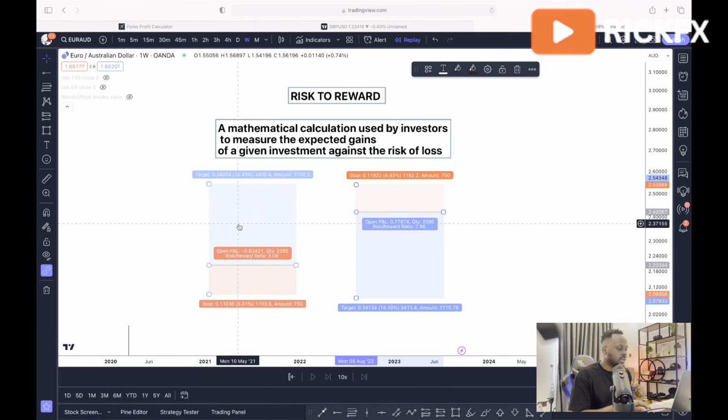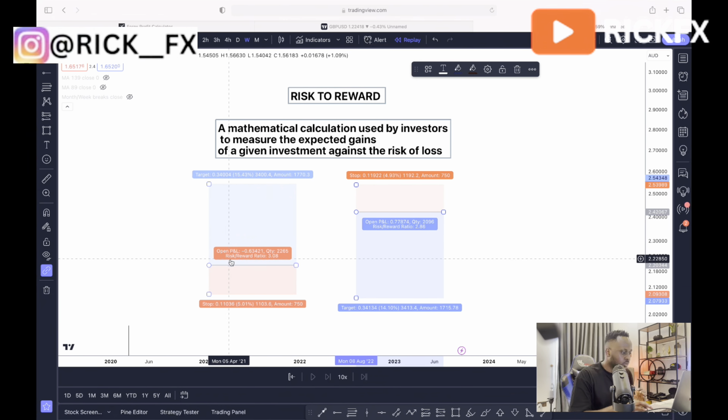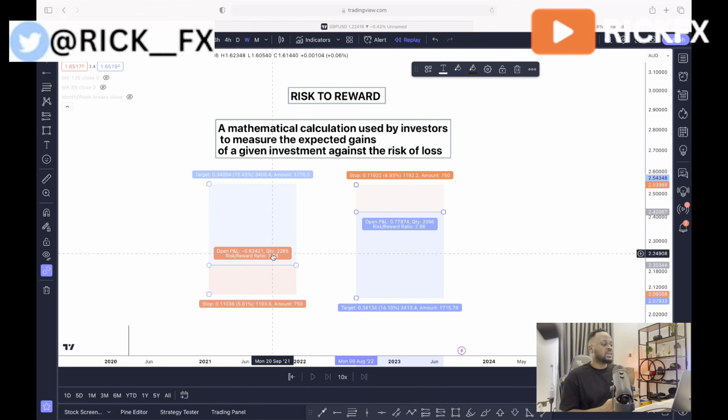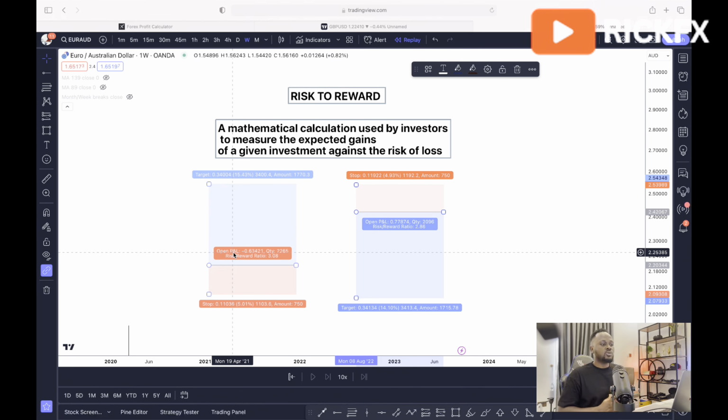If you put a cursor on this box, you can look at this column right here. You can see clearly written risk to reward ratio, and this is 3.08. What this basically means is that if you risk 1% of your account, you stand to win 3% if the trade goes in your favor, that is, if it hits your final take profit. When it comes to risk to reward, it is set based on your trading system or strategy, where your strategy tells you to put your stop loss or take profit.